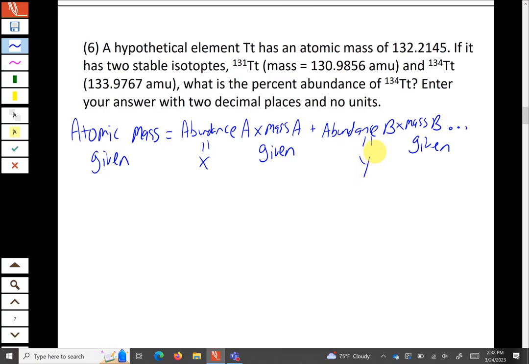And in problems like this, if you have two unknown abundances and you're trying to solve for one of them, you need a second relationship. And the second relationship is just going to be that the sum of the fractional abundances has to equal 1. Or the sum of the percentages equals 100, but in this form we'll use the fractional abundances to start with. And so that relationship is going to be always useful for you if you have both of those being unknown.